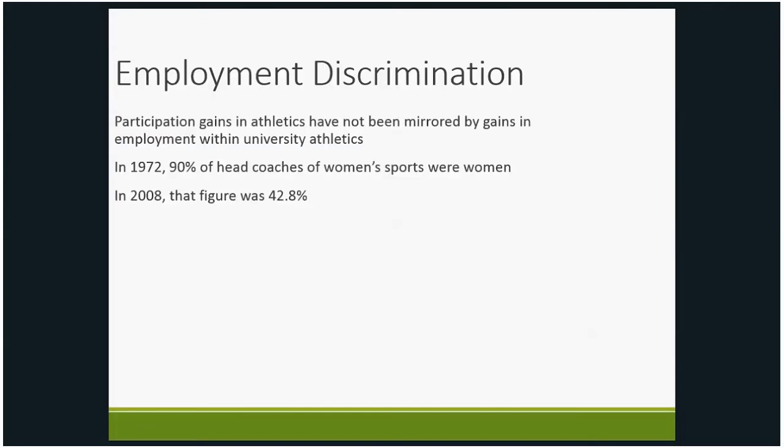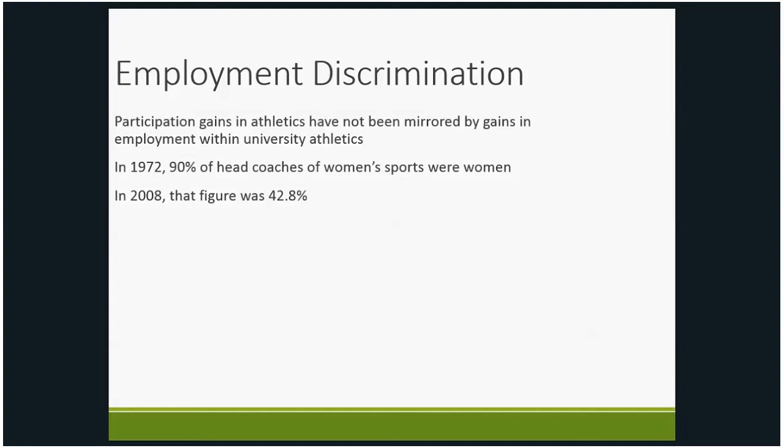Second part of this discussion of gender equity, want to get into employment discrimination. Certainly the participation gains that we look at in female athletes certainly haven't been mirrored by women in college athletics, certainly at a coaching level. In 1992, 90% of the head coaches of women's teams were women. In response to Title IX, now in 2008, that number was under 43% and going down. It's very common now to find men coaching women's teams, not as common as women coaching men's teams. Certainly as a head coach, it's very few.